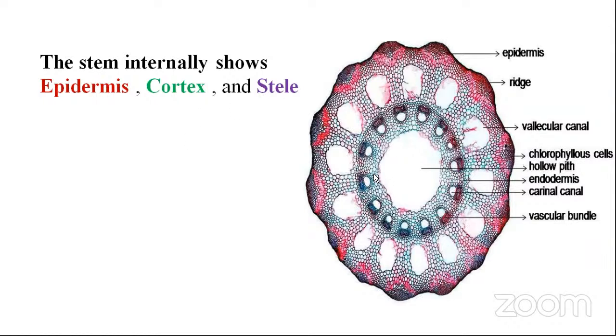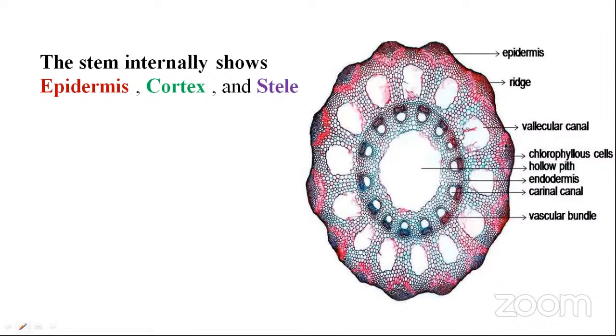And the stele: within the stele, the vascular tissue is present. Xylem and phloem are present. This kind of total tissue together is called the stelar region. This is the stelar region, this one is the cortex region, and this one is the epidermis. In higher developed plants, if we cut the stem it shows the epidermis region, cortex region, and stele region. In pteridophytes also, the stem shows these three regions.